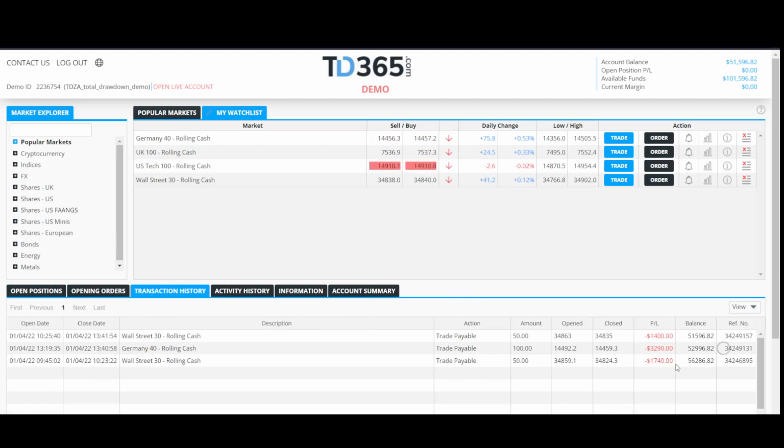So these are the trades I took today: minus 1,000, minus 3,000, minus 1,400, a total of 5.9% loss. So I'll close this week with 14% profit. But today is a losing day, Friday, so I will not be trading anymore.